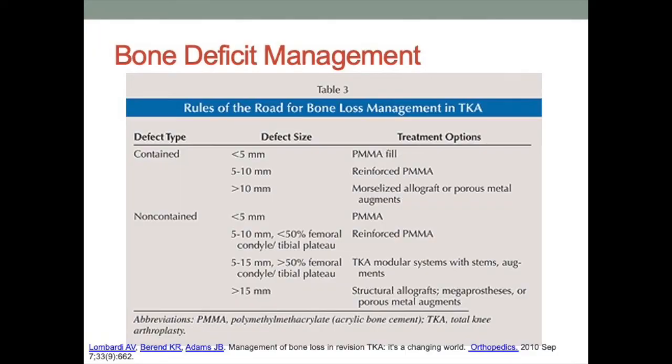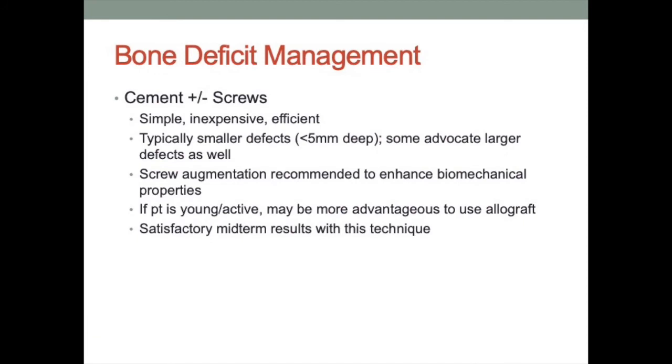So this is just a slide, again, talking about what you can do depending on the size of those defects and whether or not they're contained or uncontained. I'll let you peruse this at your own leisure. So cement and screws can be used to fill some of these defects, where basically the screw acts as rebar for the cement to increase its strength and give it something to fix to. It's simple, it's inexpensive, and it's very efficient. It's very quick to quote-unquote rebuild a defect using this.